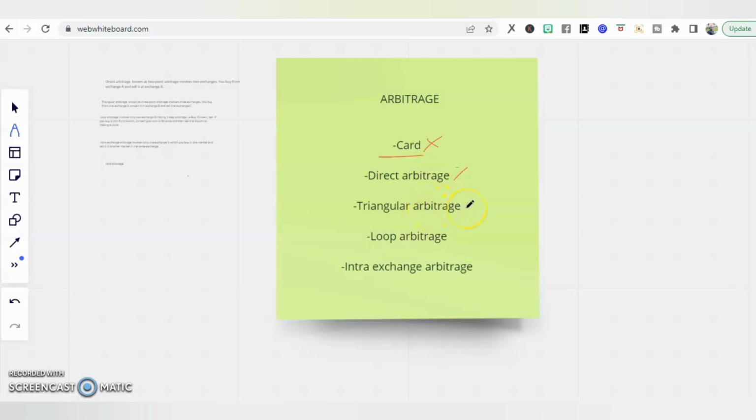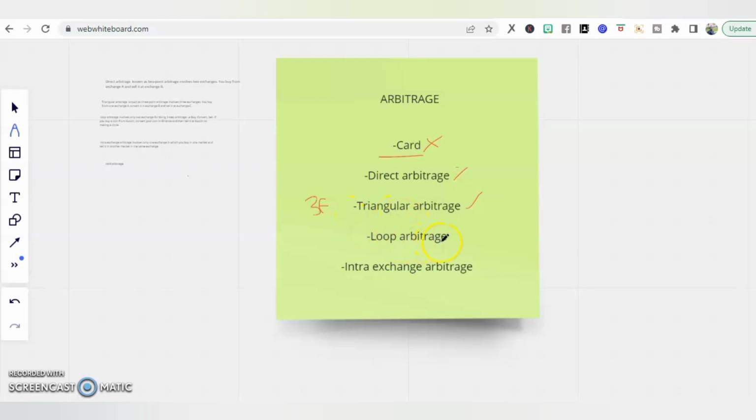Another form of arbitrage we have is called triangular arbitrage. This triangular arbitrage means that you are going to do the arbitrage between three exchanges. We'll be using three exchanges to do this kind of arbitrage. For example, you buy a coin at MXC, then you send it to Binance and convert it to another coin at Binance, then you send that coin to KuCoin for profit, and that is triangular arbitrage.